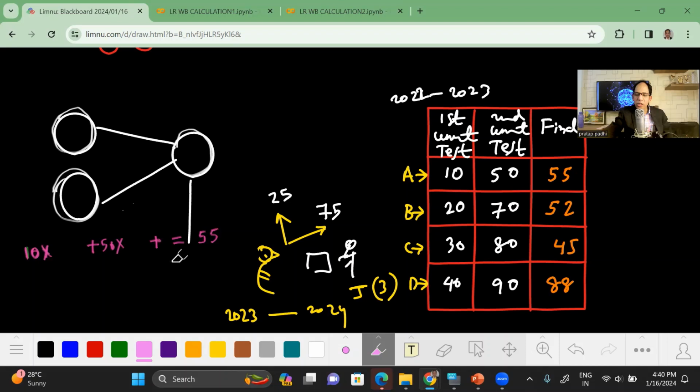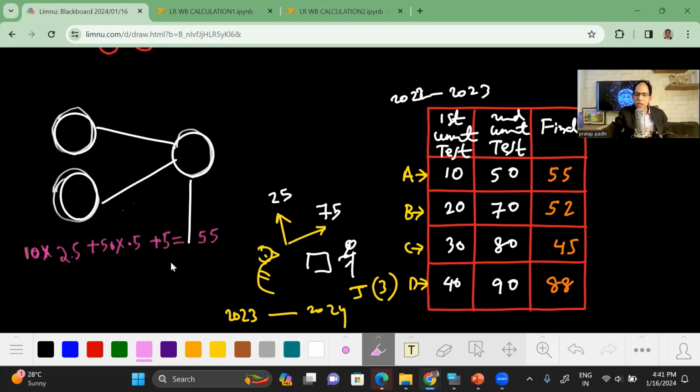Suppose I want to get 55. I'll take 50% of this, which is 5 by 10, so I'm getting 25 here. Another 25 I have to get, so that means 2.5 for this. Here I got 25, here 25, and 5 here, so I can write 5. Exactly, I matched.